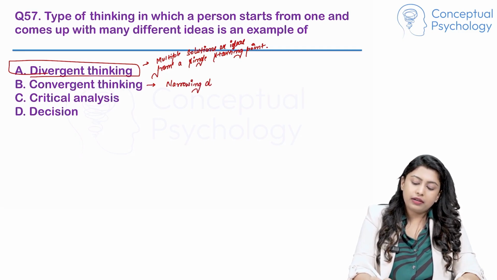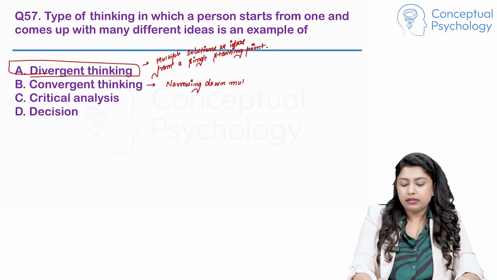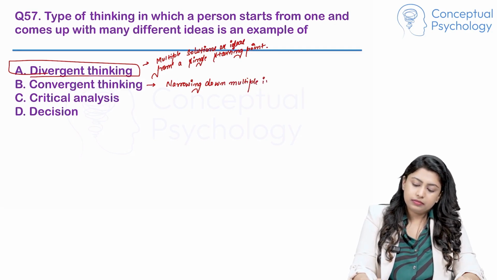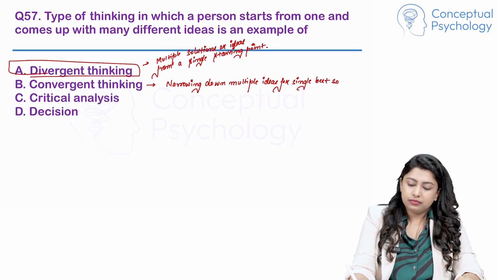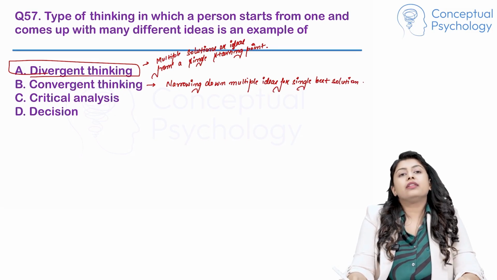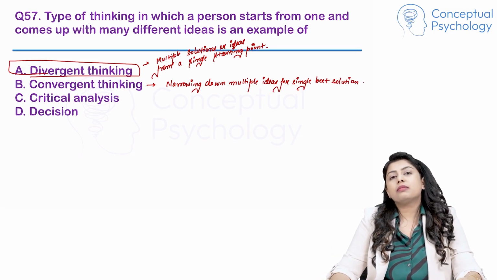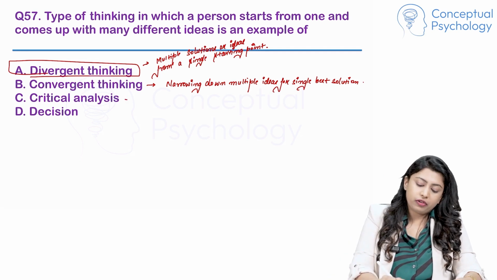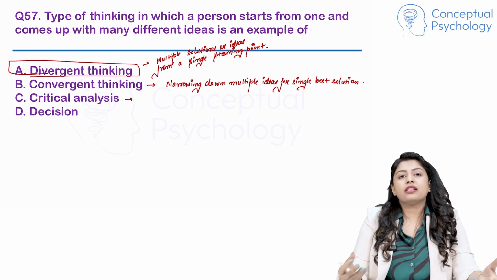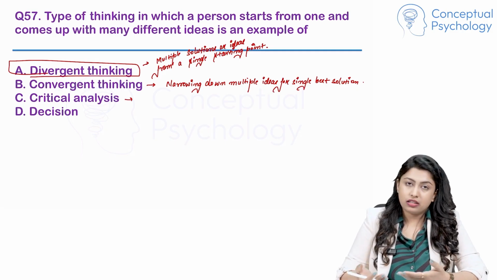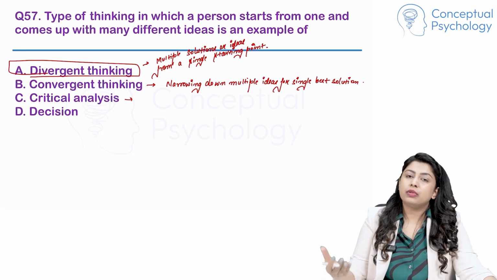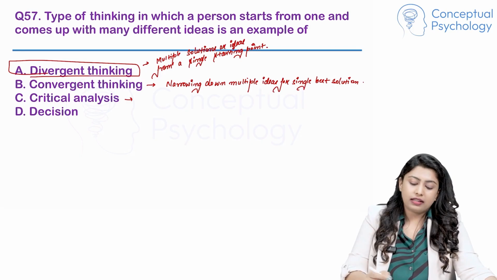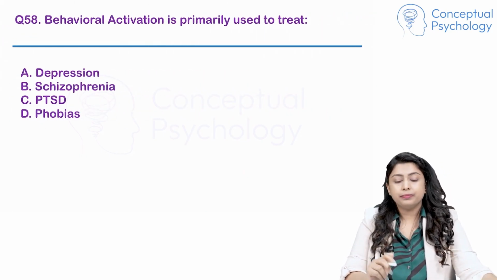Here we are narrowing down multiple ideas for a single best solution. Critical analysis involves the systematic evaluation and judgment of information, and decision is the process of choosing between alternatives. Hence, divergent thinking is the creative process of generating multiple possibilities and solutions from a single starting point. Hence, A is the correct answer.